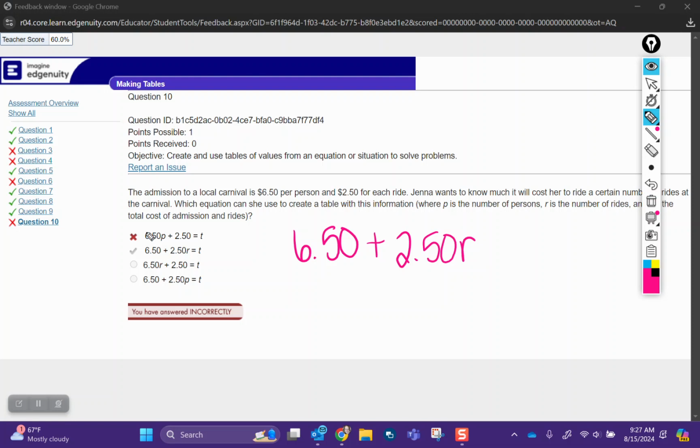So look at what you selected and also compare that to what's correct. What you're saying in your choice is that there are a lot of people going and only one person is riding one ride, because that's just $2.50. We're not changing this, there's no variable here. So this would be how much it costs for any number of people if only one of them rides one ride only. And that doesn't really make sense because everyone would probably be riding rides.